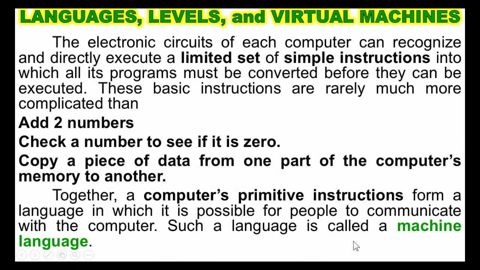The electronic circuits of each computer can recognize and directly execute a limited set of simple instructions into which all its programs must be converted before they can be executed. These basic instructions are rarely much more complicated than add two numbers, check a number to see if it is zero, copy a piece of data from one part of the computer's memory to another. Together, a computer's primitive instructions form a language in which it is possible for people to communicate with the computer. Such a language is called a machine language.